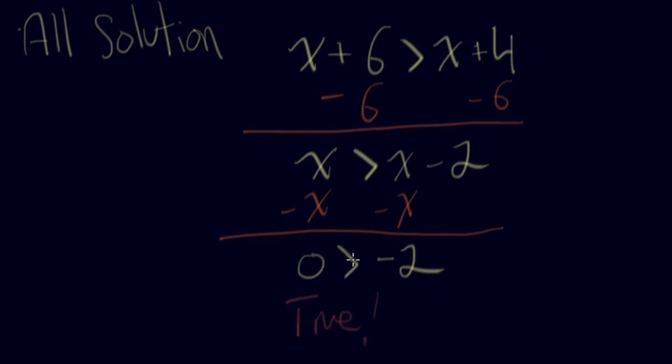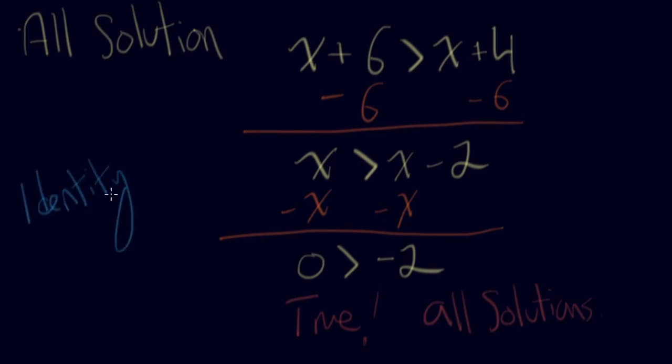And if an inequality is true, and you have no variables involved, your answer would be all solutions, or all real numbers. And that's what you would have to write. Now, there's also another fancy term. The other fancy term for this would be called an identity inequality.